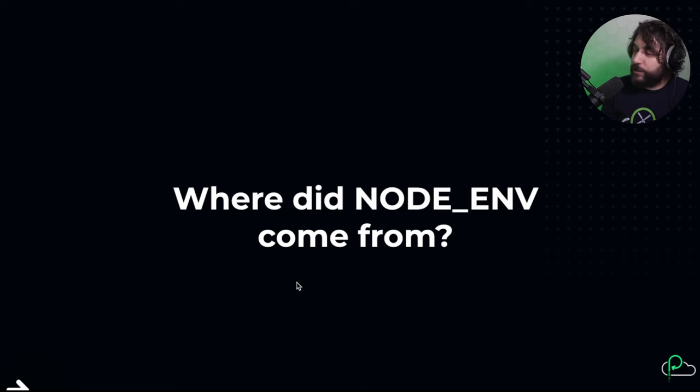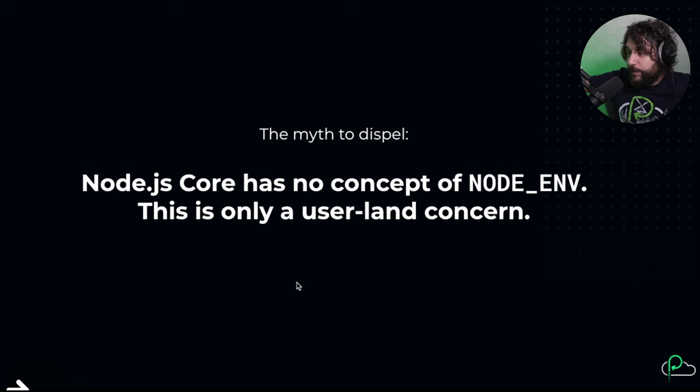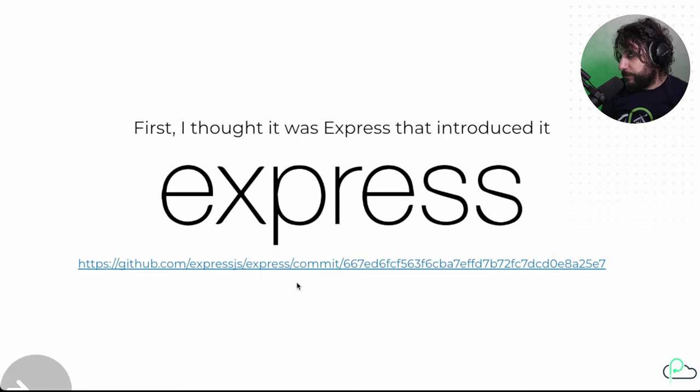And now the question is, where did NODE_ENV come from? Okay. And who added it? Well, the first thing to dispel is that Node.js does not do anything with NODE_ENV. NODE_ENV is something that's only done in user land. It's done by modules on NPM. This was created by modules on NPM, not by anybody else. No panna on carbonara. Yes, this is absolutely important.